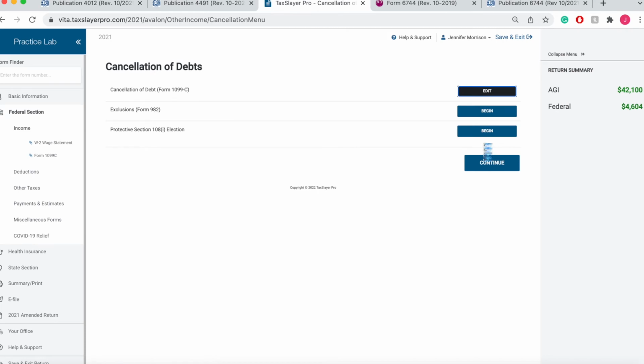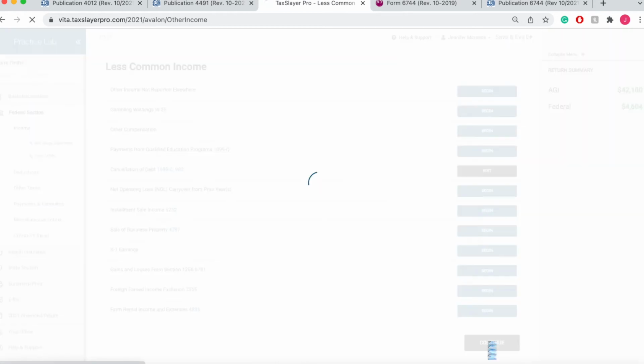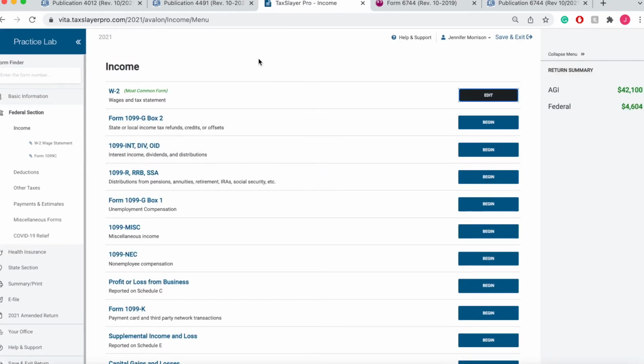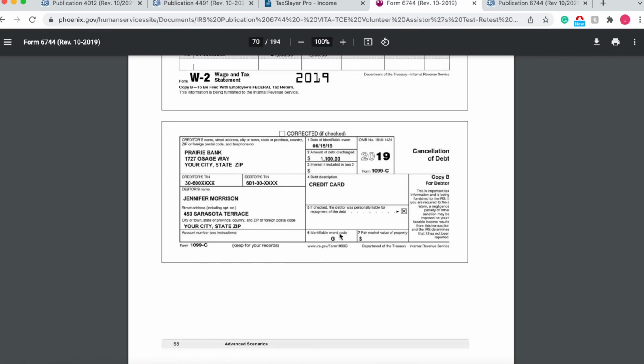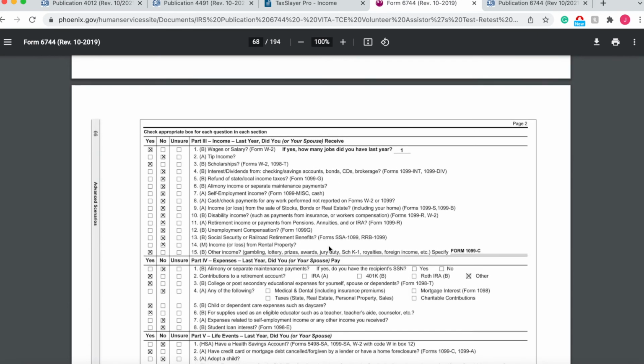So now we just keep hitting continue, have those common forms of income, and we're back to the main income screen. You notice here too, our AGI went up, and that's because we entered the cancellation of debt. So now you see we have entered this under income, and we have entered this down here, which was of course again the cancellation of debt.